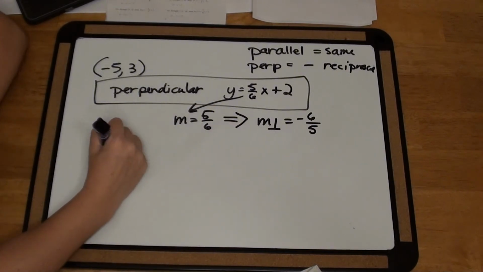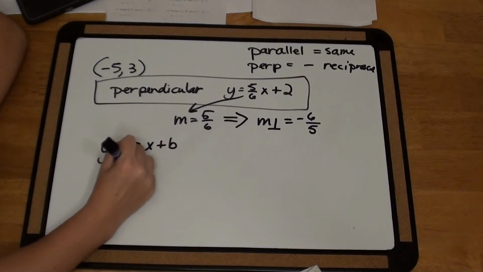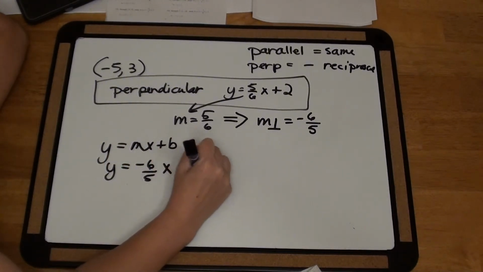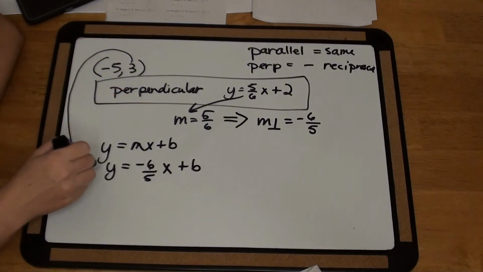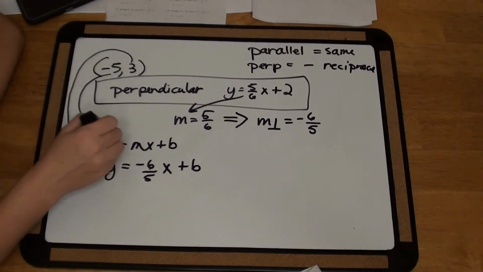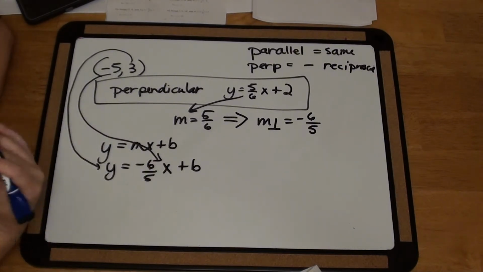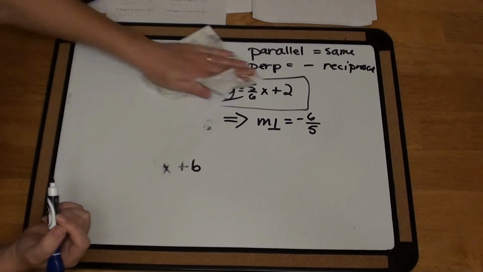Then I go ahead and start the process. Y equals mx plus b. That means y equals negative 6/5 x plus b. And now what do I do? I take my y value and put it in for my y. I take my x value and put it in for my x, and then I solve for b. It'll always be the same process over and over. Let's do another one of those.